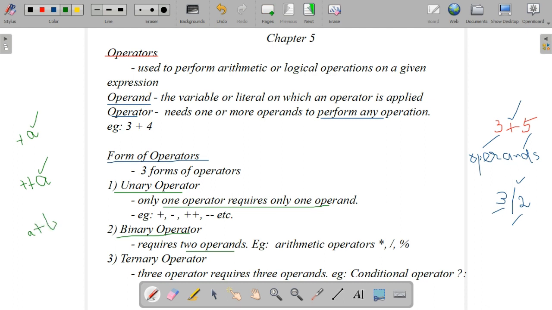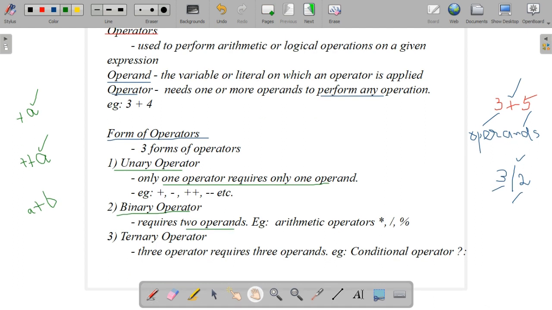The second one is the binary operator. A binary operator requires two operands, like in common addition and subtraction. We will use minimum two variables. It requires two operands. Arithmetic operators, a plus b. Here two operands are used. Multiplication, division, all of these come under binary operators.